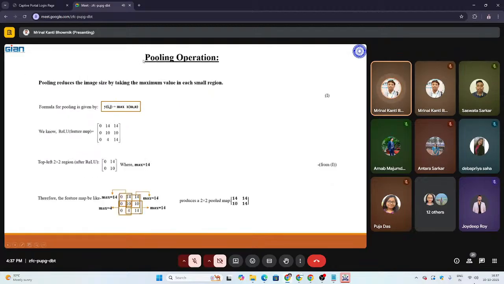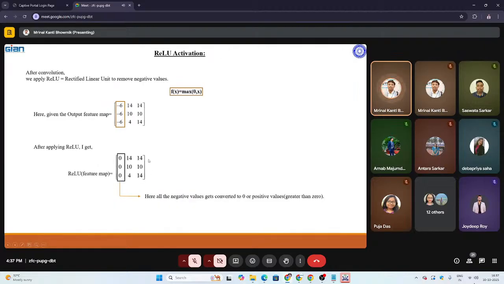Coming to the pooling operation: in the VGG16 architecture, after the convolution operation and ReLU, we get max pooling, as you have already seen. What is the work of the pooling operation? Pooling reduces the image size by taking the maximum value in each small region. From each and every region, it takes just the maximum value. The formula of pooling is the max of a particular part, and we know the ReLU feature map is like this from the previous slide.